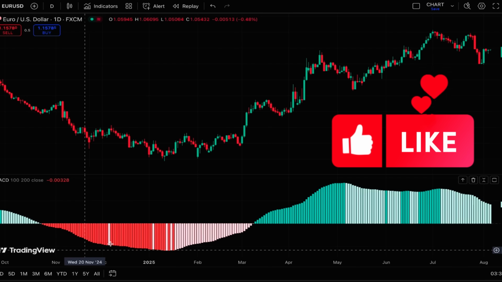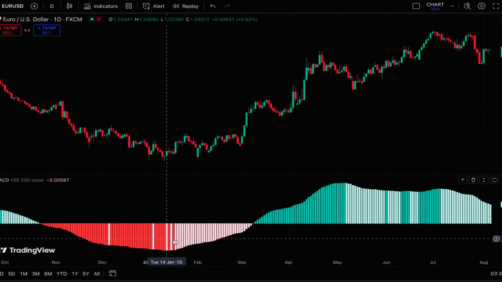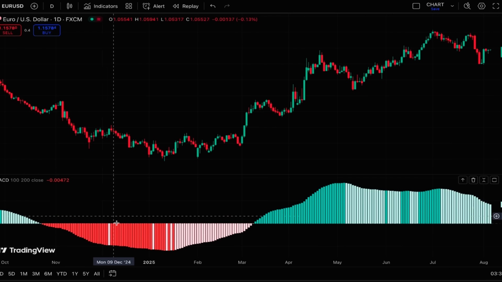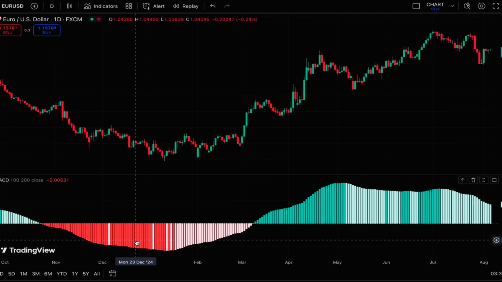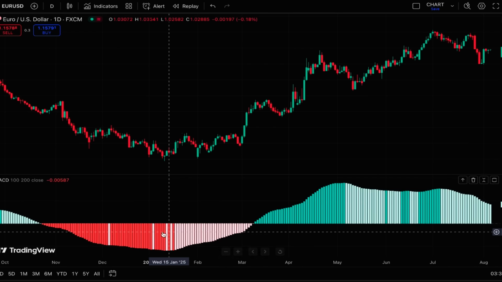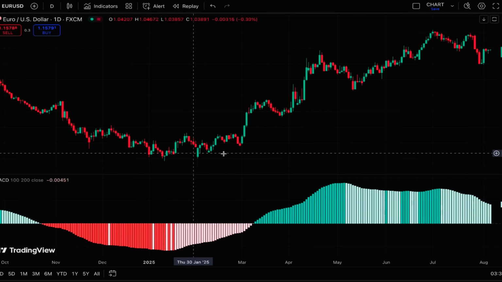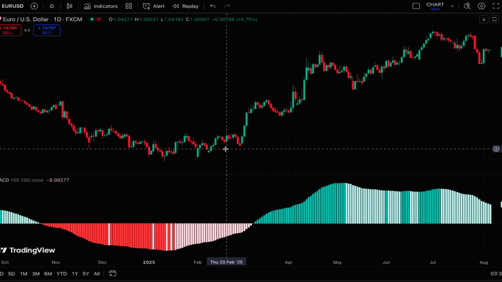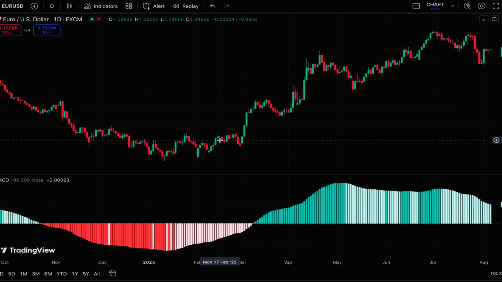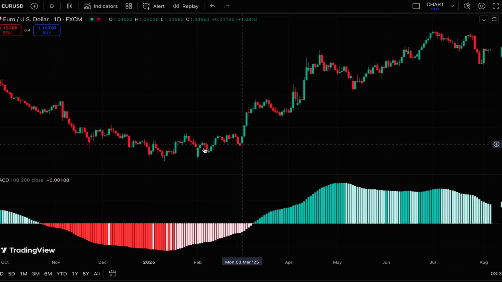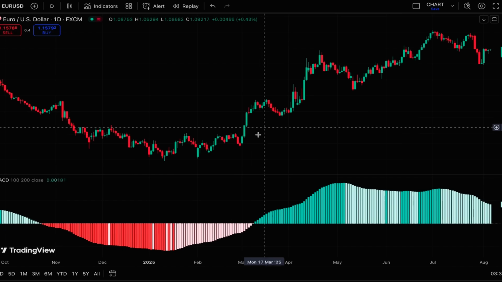Similarly, when the histogram is below the center line and red, in times that the bars are dark red, it shows that the downside momentum is increasing, so the price is declining strongly. But when the bars become light red, it shows that the downside momentum is weakening. As I said, this weakness could be just temporary and because of a pullback, or it could be a sign that the downtrend is ending and a reversal is happening in the market, exactly like what happened here.